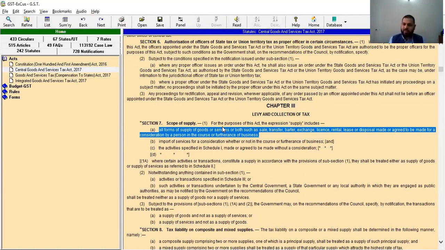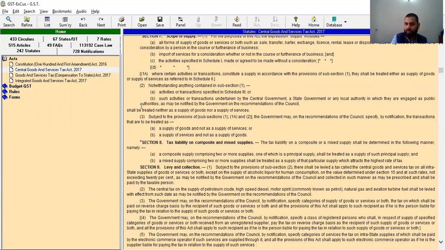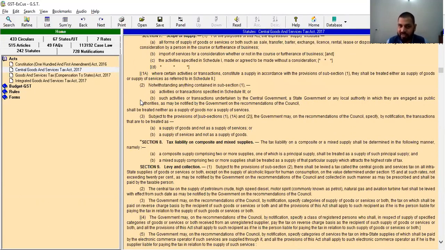Now, how do we know that certain activities, other than the ones mentioned over here, are also supplies? For this, we'll refer to subsection 2, which says, notwithstanding anything contained in subsection 1. That's a non-obstante clause, and it is an addition, and rather it prevails over 1. It says, activities or transactions specified in Schedule 3.